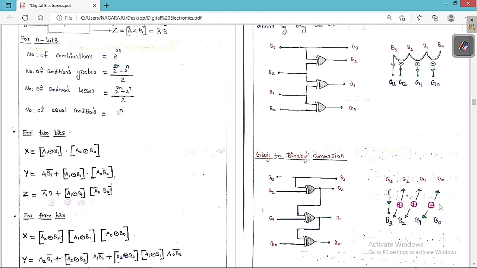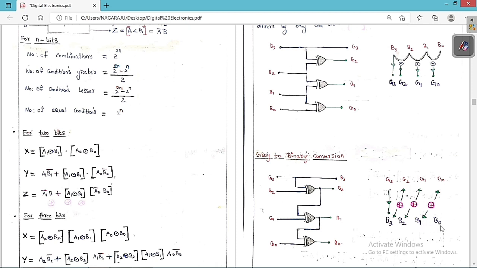So you can write it in shortcut format. G3, G2, G1, G0. Write it as it is. Take G3 as B3, so B3 is equal to G3. Now do the XOR of these two: B3 and G2, we get B2. Again do the XOR of these two: B2 and G1, we get B1. Again do the XOR: B1 XOR G0 is nothing but B0.